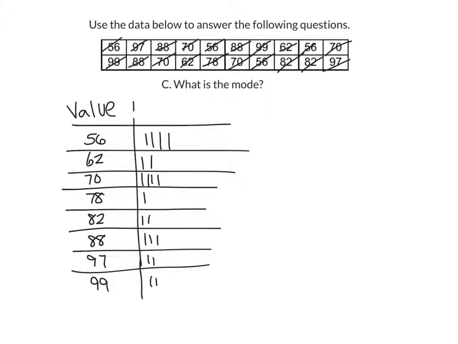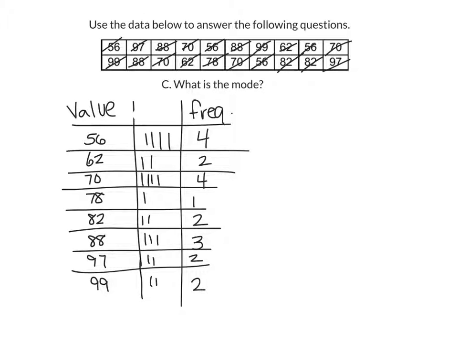Now that I place tally marks next to each value, I can go ahead and add up those tally marks, and that will be my frequency. So the frequency for 56 is 4, the frequency for 62 is 2, the frequency of 70 is 4, the frequency of 78 is 1, the frequency of 82 is 2, the frequency for 88 is 3, the frequency for 97 is 2, and the frequency for 99 is 2.